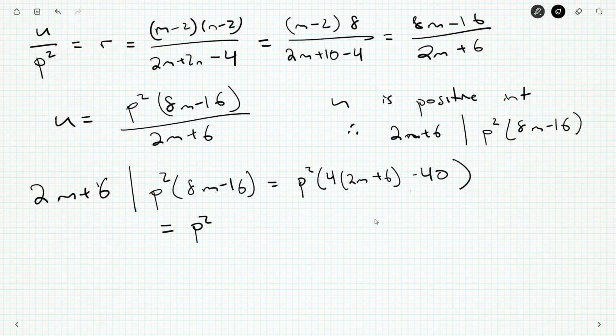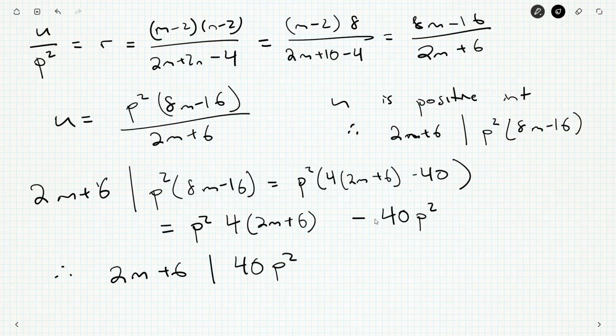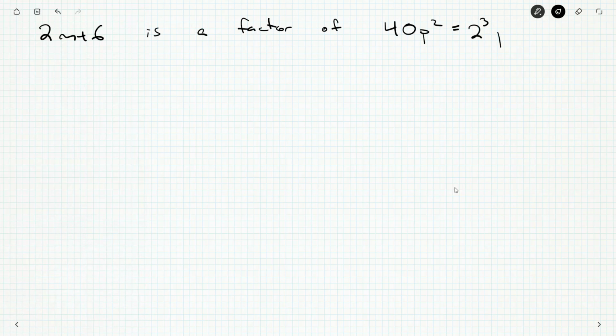Which is p squared 4 times 2m plus 6 minus 40p squared. Therefore, 2m plus 6 needs to divide 40p squared. And now we once again just have a relationship between m and some number here. All right. So 2m plus 6 is a factor of 40p squared. Now, I did it very quickly before, but we'll talk about this again.